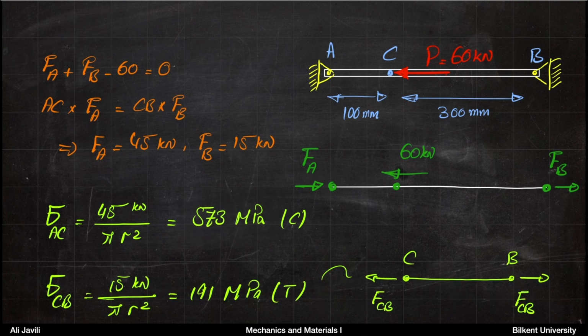Now we play the same game for the next section CB. The stress in CB would be the force 15 kilonewton divided by the area, and that would give you 191 megapascal. So it would be 1/3 of what we had previously. But now pay attention that this time it's tension. So it was compression in AC, it's tension in BC.